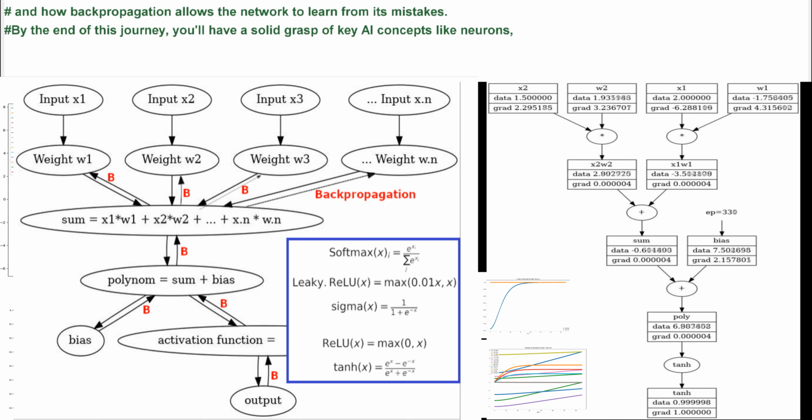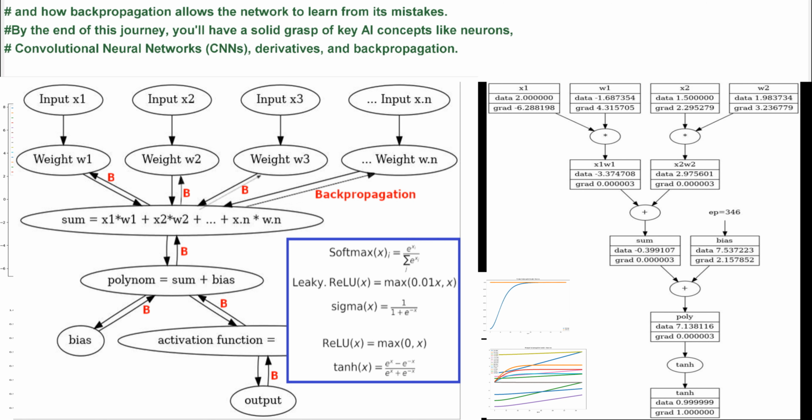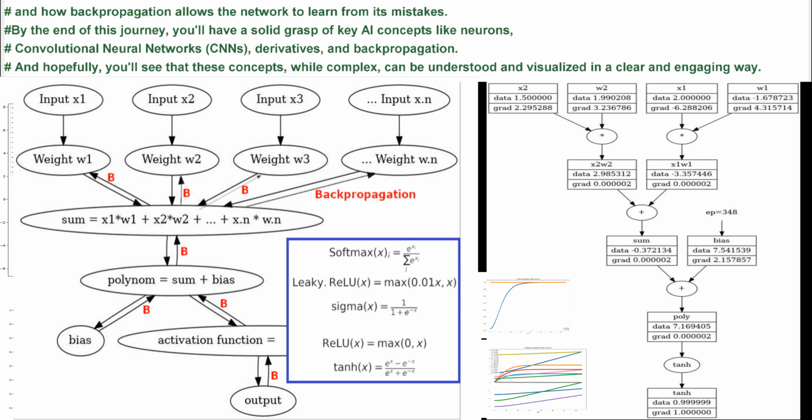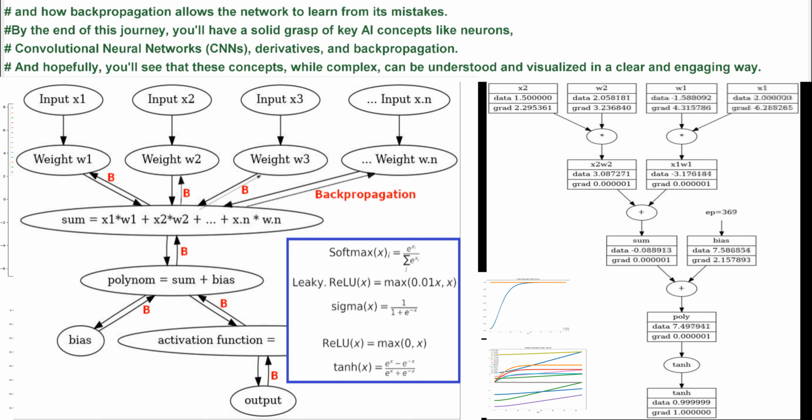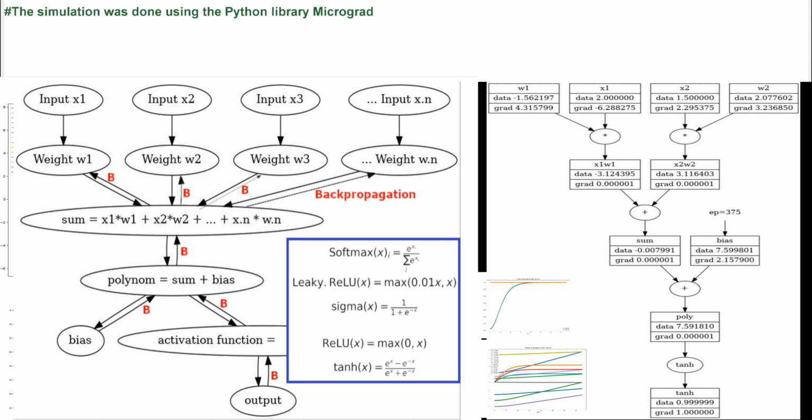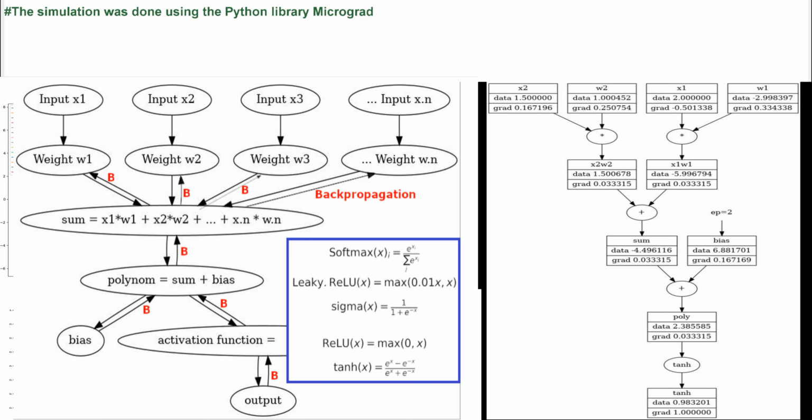By the end of this journey, you'll have a solid grasp of key AI concepts like neurons, convolutional neural networks, CNNs, derivatives, and backpropagation. And hopefully, you'll see that these concepts, while complex, can be understood and visualized in a clear and engaging way.